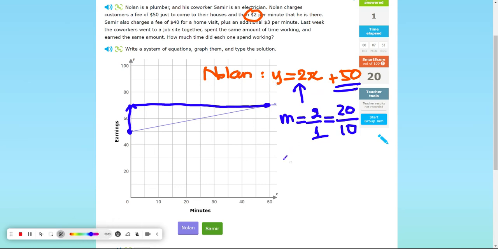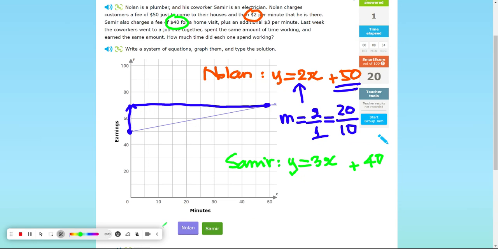So let's see what happened to Samir. Let's write down over here Samir, and change to the green color. Samir charged a fee of $40 to visit. So $40, these are set fees in the back. And then he charged $3 per minute. So 3 goes right in front of X because $3 per minute is changing. The price goes up if he spends more time at your home.